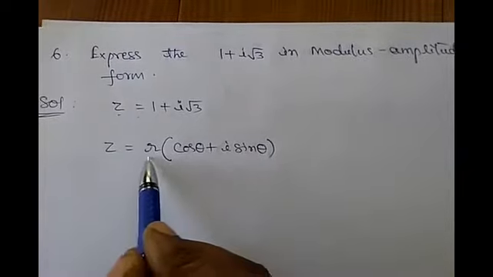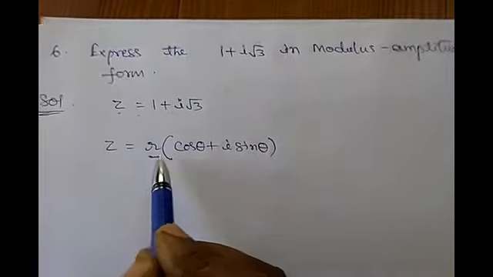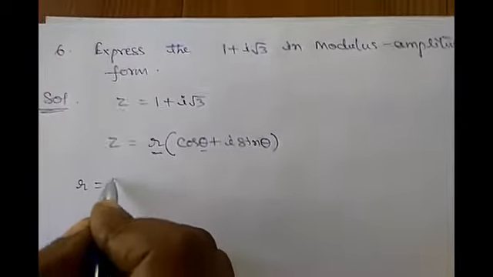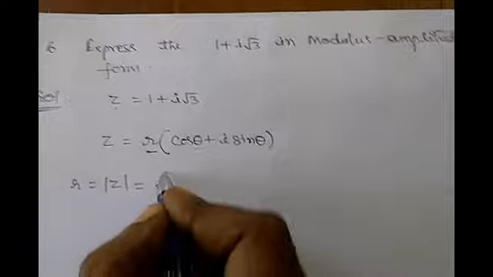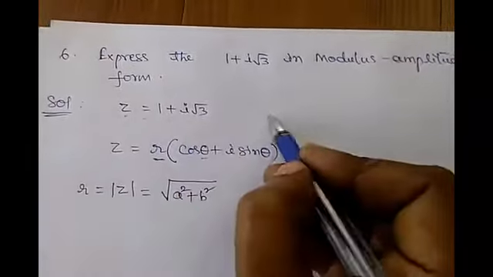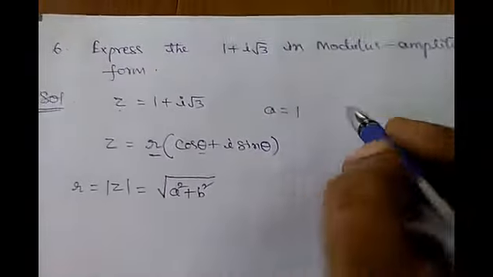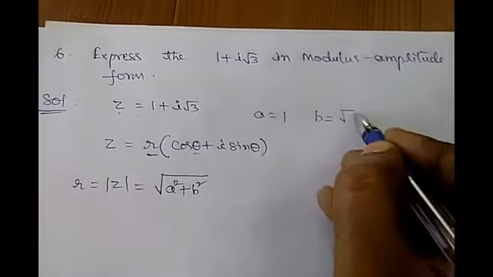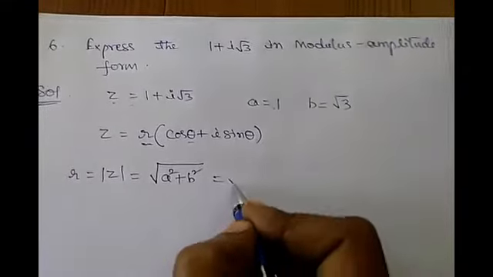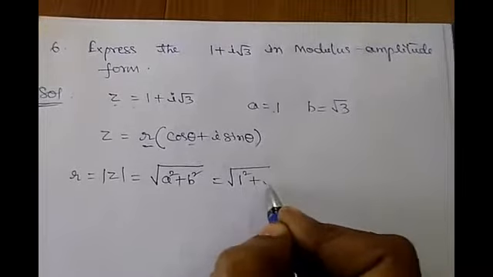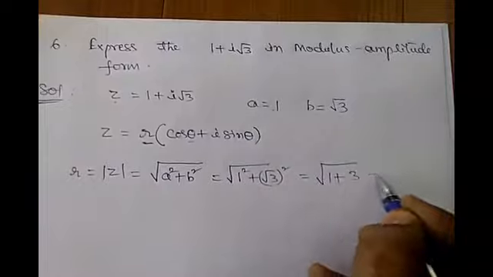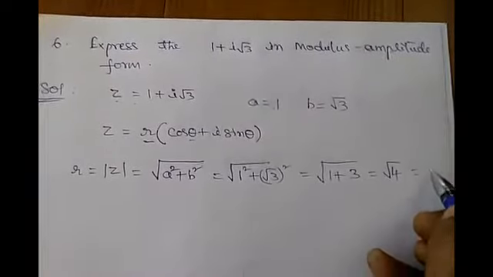For this, what do we have to calculate? The r value and theta value. r is what? Modulus of z. r equals modulus of z, equals square root of a square plus b square. Okay. Here what is a? a is the real part 1 and b is the imaginary part root 3. So substitute a and b values in this formula. You get square root of 1 square plus root 3 square, which equals 1 plus 3, which gives what? Root 4, which equals 2.